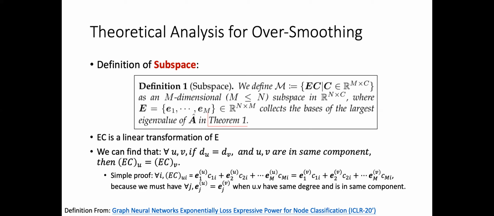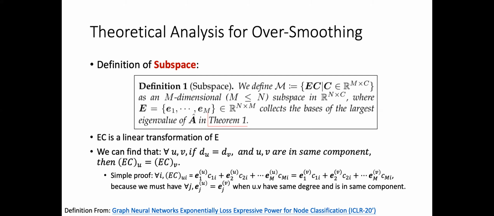Here is a simple explanation for why we have this conclusion. We explicitly write down the formulas for the i-th components in EC u, and then we can see that these two are equivalent because E1u is equivalent to E1v, and E2u is equivalent to E2v, until EMu is equivalent to EMv. This is because we definitely have Eju equivalent to Ejv when u and v have the same degree and are in the same components.